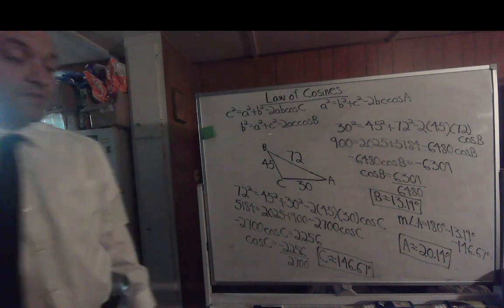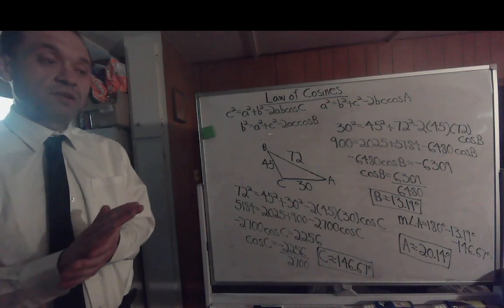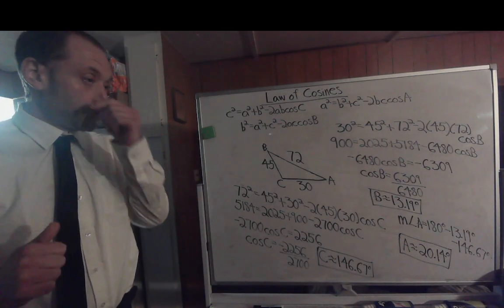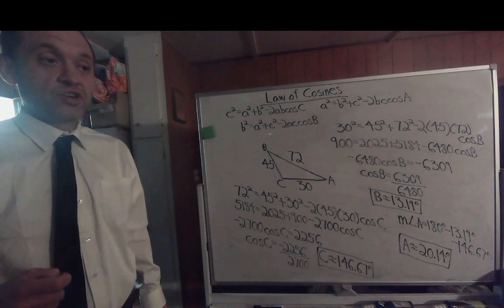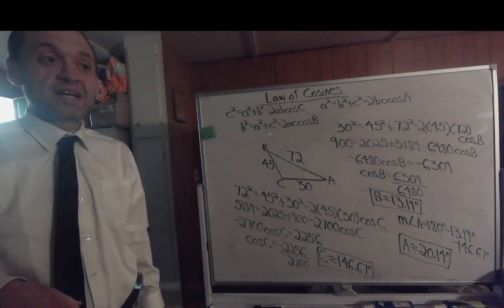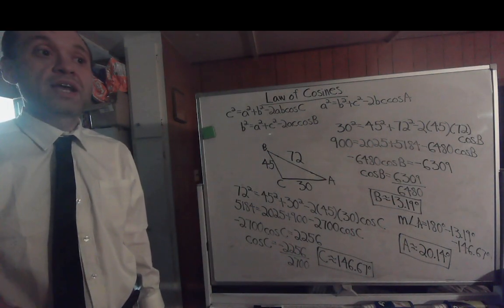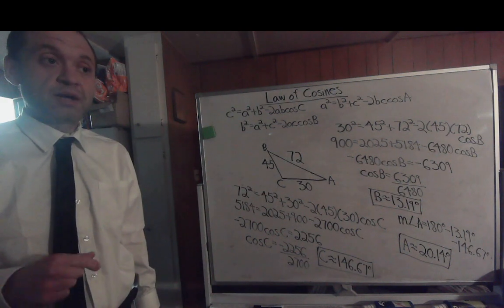Alright, so that's it for this lesson. Next lesson, we're actually going to use another formula for finding the area of an oblique triangle, which only applies to side-side-side triangles, called Heron's formula. We will talk about that.